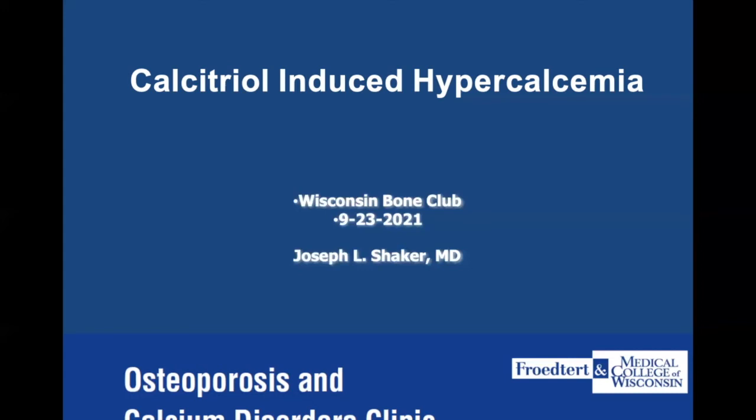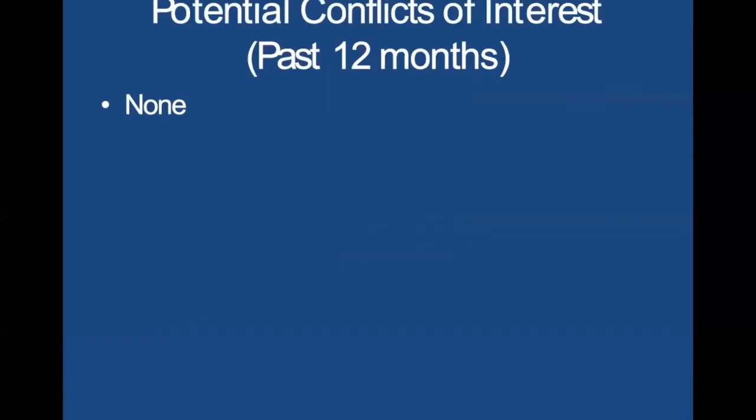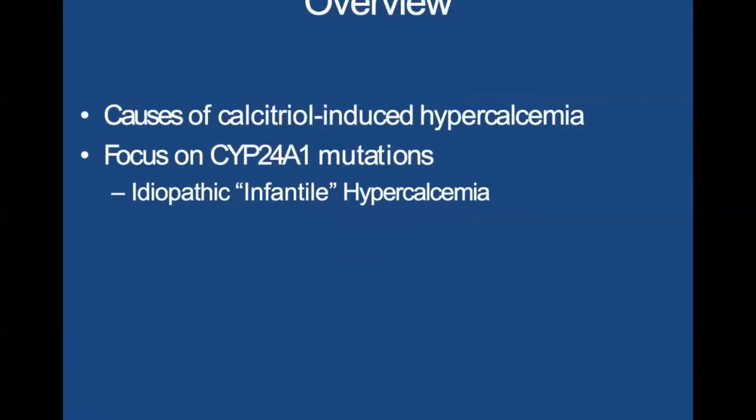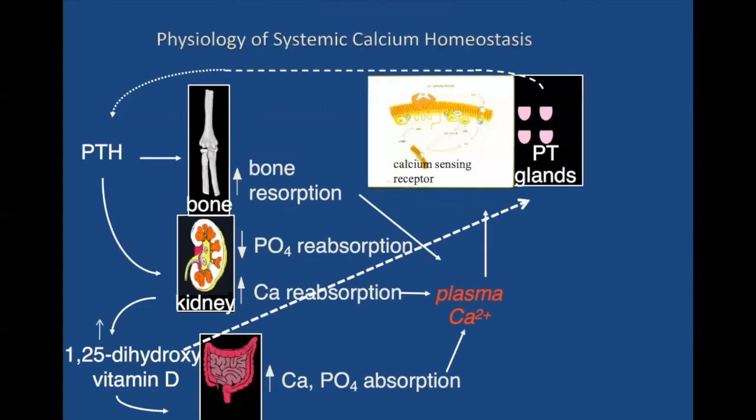What I want to talk about is really not the whole broad topic of calcitriol induced hypercalcemia, but a few patients that have got me interested in this condition, which were relatively recently discovered, causing CYP24A1 mutations. So I'll briefly talk about causes of calcitriol induced hypercalcemia and focus on what's been called idiopathic infantile hypercalcemia, although obviously it's not just infantile or I wouldn't be talking about it.